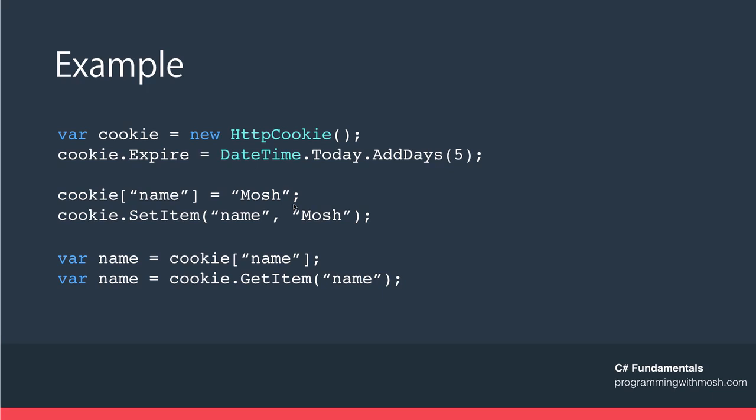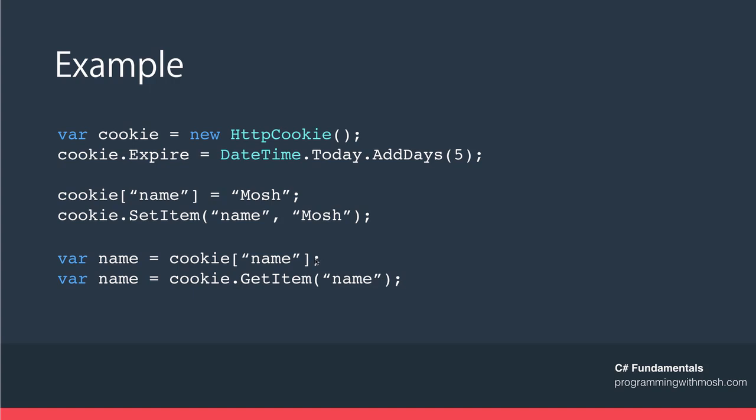If you want to get the value of a cookie item using an indexer, here is what the code would look like. So we simply use the indexer, pass the key, and we get the value. Without an indexer, we have to write a method like getItem. Again, the code that uses an indexer is easier and shorter.